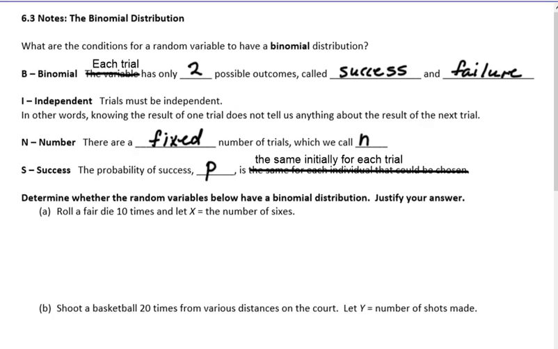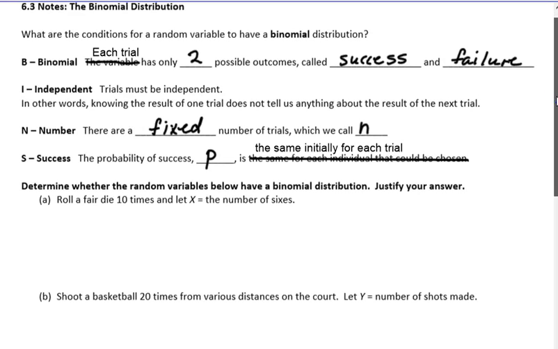Now we're going to look at 5 different situations, and we'll see how these 4 characteristics play out, whether or not they are a binomial situation. There's a little acronym, BINS, that helps you remember these 4 characteristics. The instructions say determine whether the random variables have a binomial distribution. Justify your answer. So we're going to go through these characteristics.